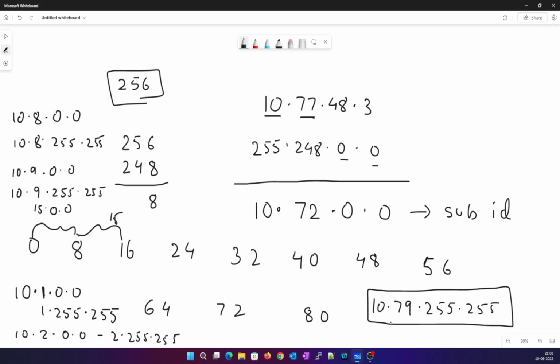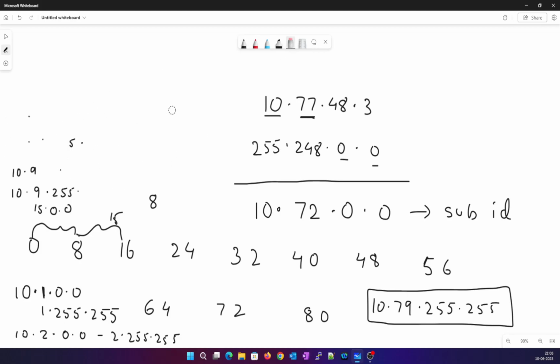Okay, I hope this was clear. If not, please rewind the video and you will understand the logic behind it. Let's not worry about this. We will understand this with some other example as well.